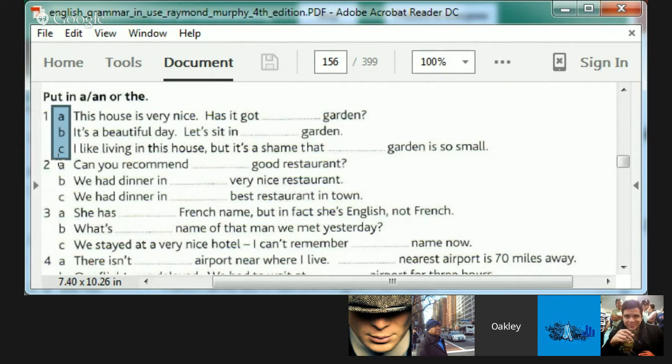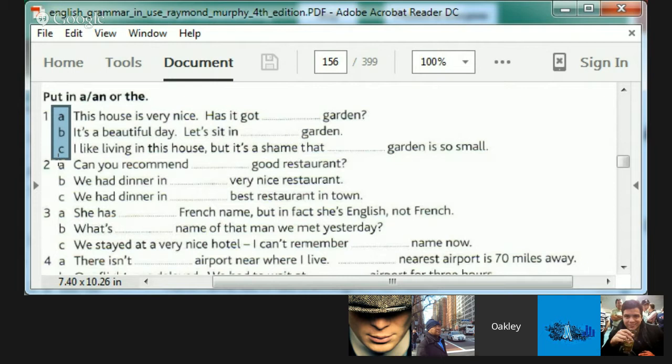It's a beautiful day. Let's sit in the garden. Yes, because the people know what garden they are talking about. Exactly. You wouldn't suggest to sit in it if you didn't know it existed. Yes. Great. You're correct.